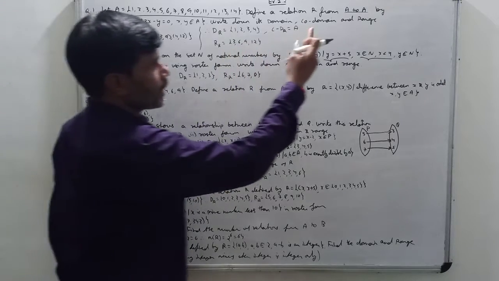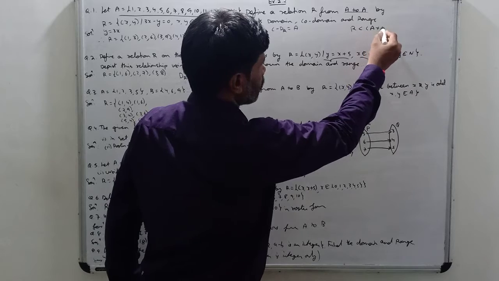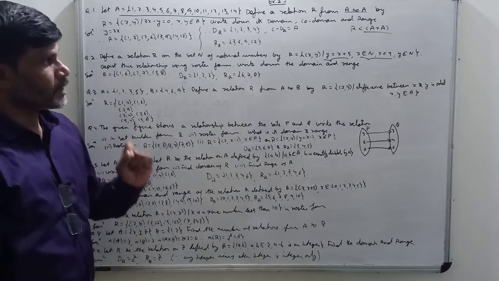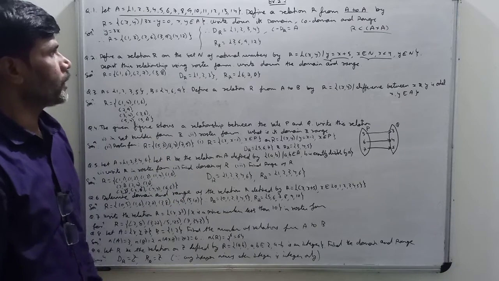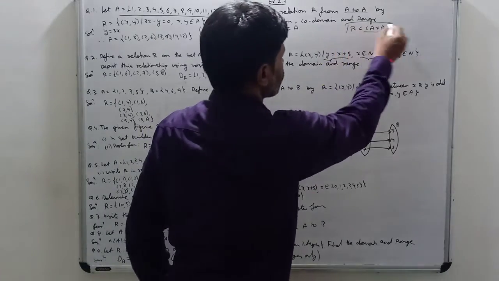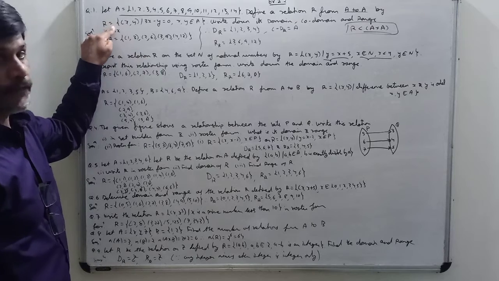So here R is a relation from A to A, means R is definitely a subset of A cross A. Definition of relation is what? A subset of A cross B is called a relation from A to B. Okay, so here R is a relation from A to A, means R is a subset of A cross A. Now, one of the relations they have defined.